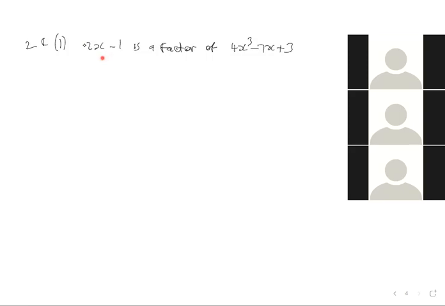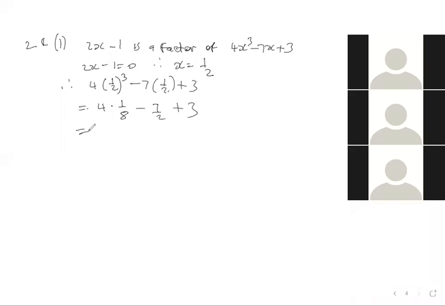meaning that we have 2x minus 1 is equal to 0, which gives us x is equal to half. So this half will now be substituted in the polynomial. Where x is, we're going to put half, the power 3 minus 7, where x is, again, we put half plus 3. When we're able to get a 0, then truly this will be a factor. Well, 4 times 1 over 8 minus 7 over 2 plus 3.